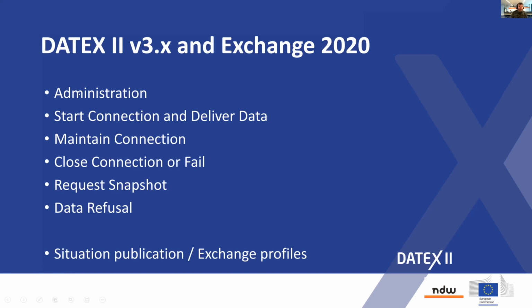Then in the Netherlands, we say we have an administration, which is basically just an offline administration in the software, but where you can see the endpoint where the supplier has to connect to the client, and the client has to, of course, connect to the endpoint of the supplier. So that's our administration part. All the rest you've seen as well, I think, in the first and third part of Fabrizio's presentations: start connecting and deliver the data, maintain a connection, close connection on failing, a snapshot request, which can be done, and a data refusal.